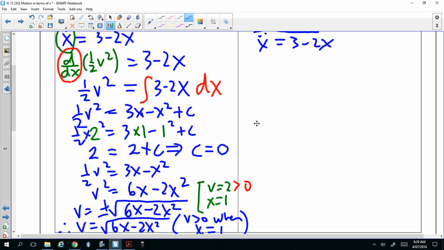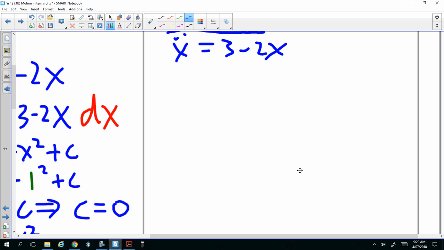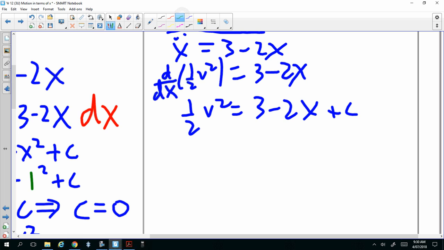Alright, we'll continue. So, okay, it's the same thing: d/dx of half v squared equals 3 minus 2x. And you get the same result, half v squared equals 3 minus 2x plus c, and then you find out what c is when v is negative 2 and x is 1. I think you still get c equal to 0.